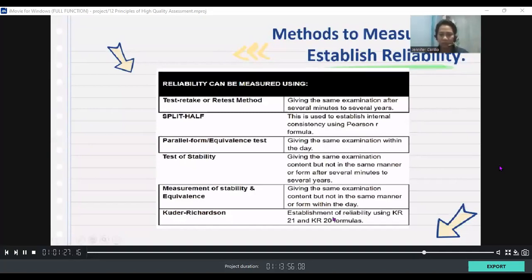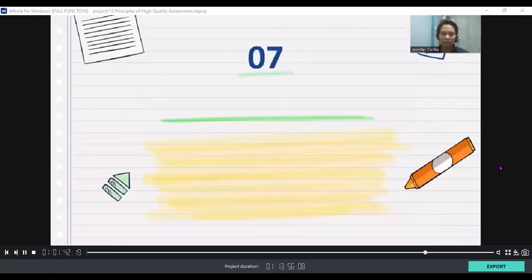Kuder-Richardson establishment of reliability using KR21 and KR20 formula. So naa tay mathematical formula to test the reliability of the test. We also have Cronbach alpha, which is the common test for reliability.